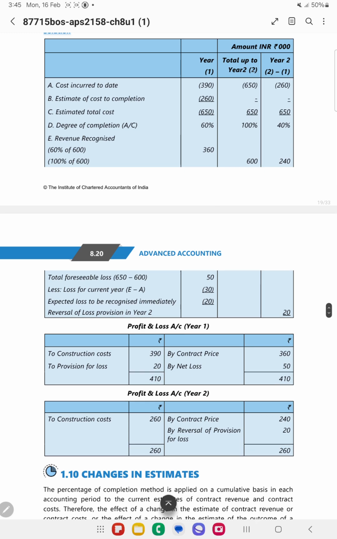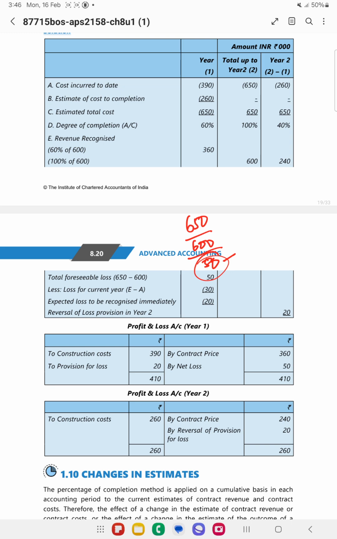Now, since 650 whatever is there, 650 is the cost, right? So 650 whatever is there, the revenue is 650. So this is a loss making contract. So since it is a loss making contract, I need to recognize the loss in the first year itself.